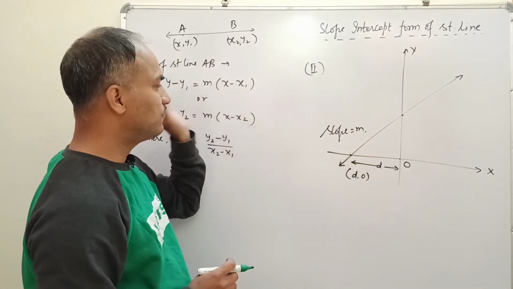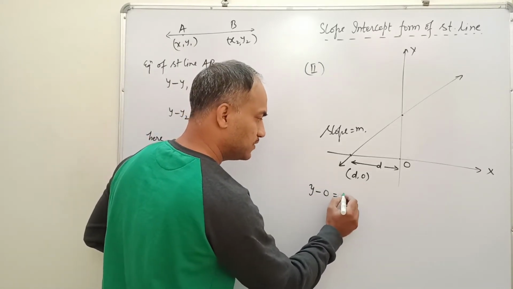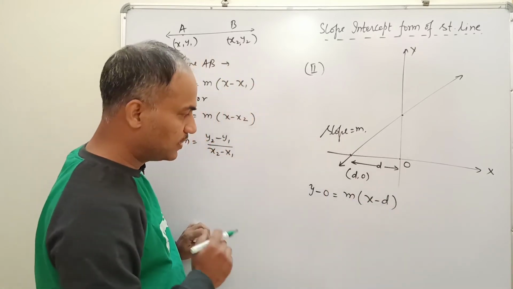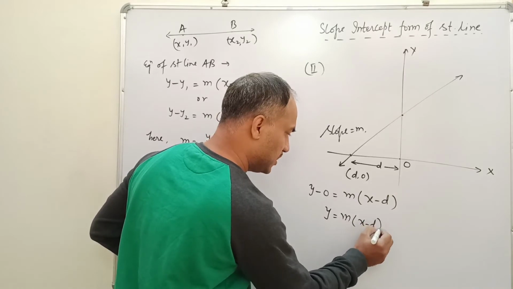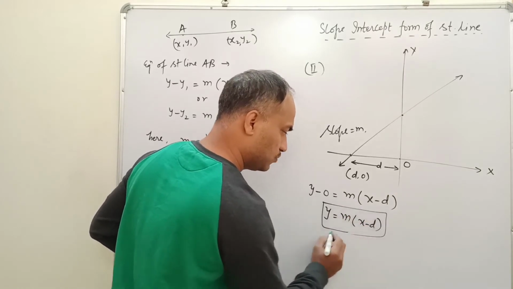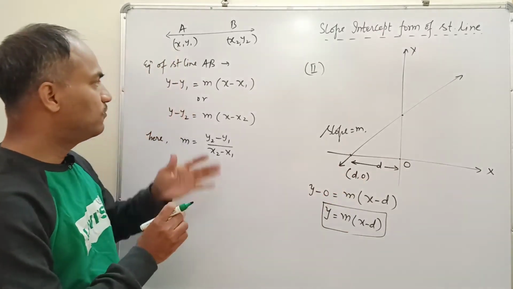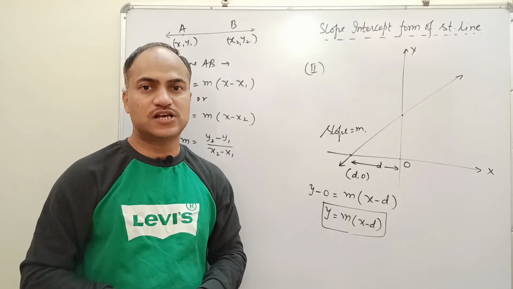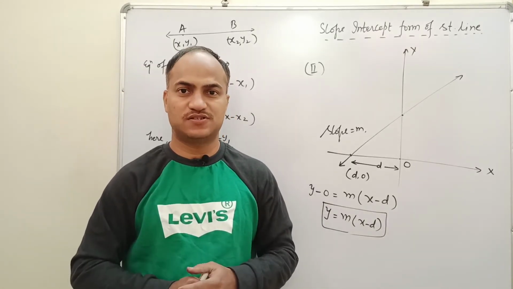Again we have the same thing: one point we know, one slope we know. So again the same formula works. y minus y1 is equal to m times (x minus x1). This formula gives us y is equal to m times (x minus d). So whatever the condition, in both conditions the formula works beautifully. It gives us the answer every time. Now let us see some questions to understand this concept.